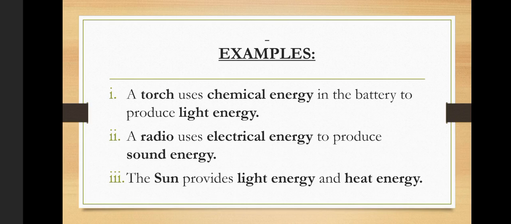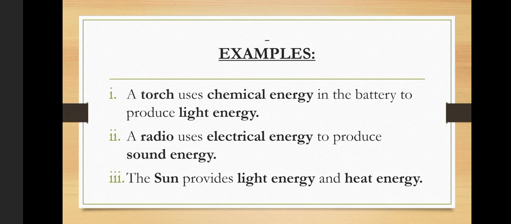Learners, I want to give you a few examples of energy that we normally come across on our day-to-day basis. Example number 1 is when we are using a torch. Normally, a torch has dry cells. Those dry cells normally have chemical energy. And when we are using that torch to produce light, the chemical energy that is in the batteries is normally converted to light energy that we normally use for seeing when we are in the dark.